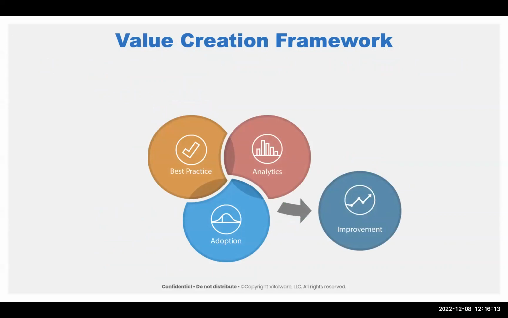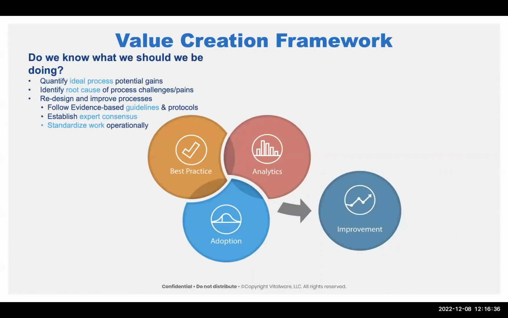When we look at this value creation framework by Health Catalyst, you see best practice and analytics, and then the adoption of those two elements leads to improvement. Improvement does not occur without a best practice model, data analytics, and adopting the framework. So if you've got silos, you can't adopt, and you're going to fail at the improvement. What we do know we should be doing is quantify the ideal process gains. What is it that the process is giving us? Identify the root causes, redesign and evaluate the process based on evidence-based guidelines and expert consensus, and standardize the work.